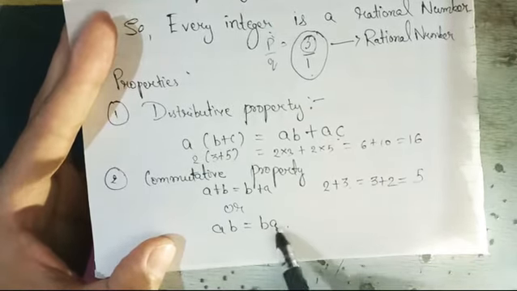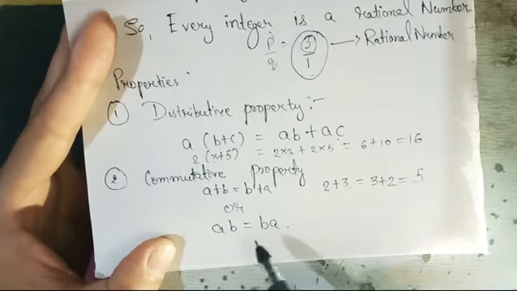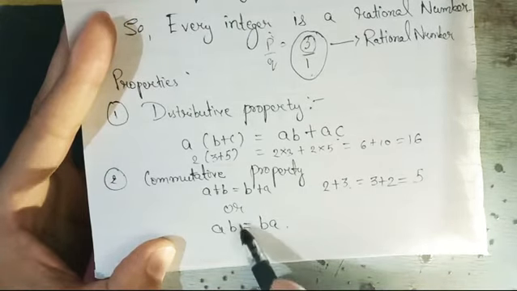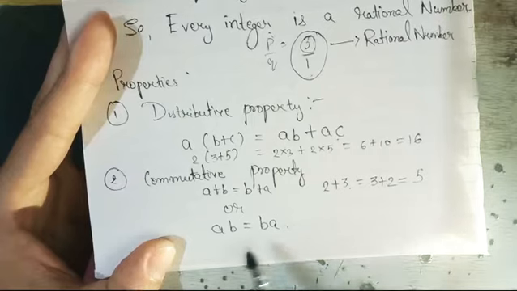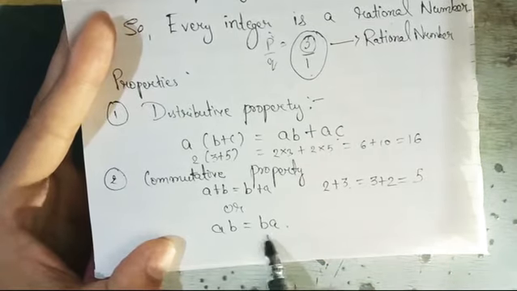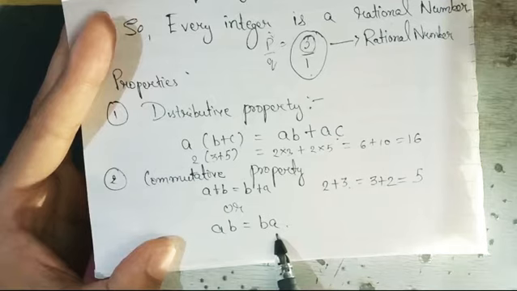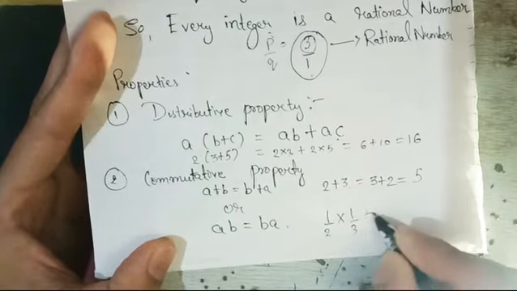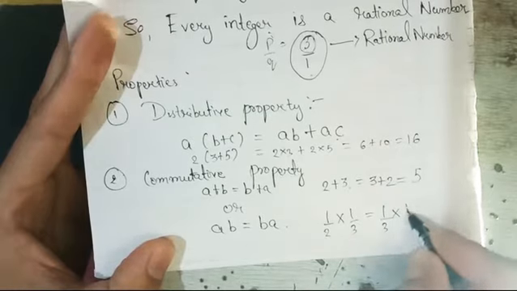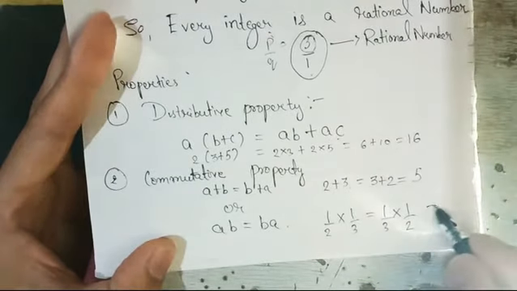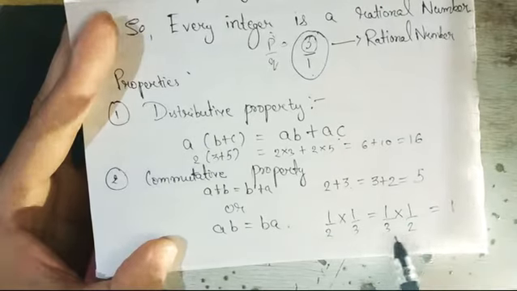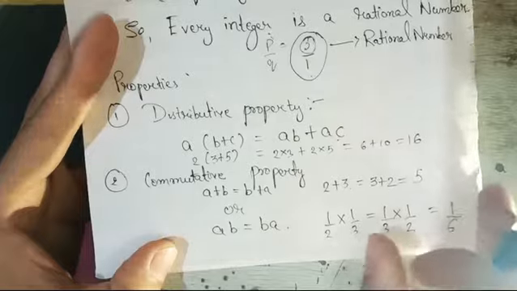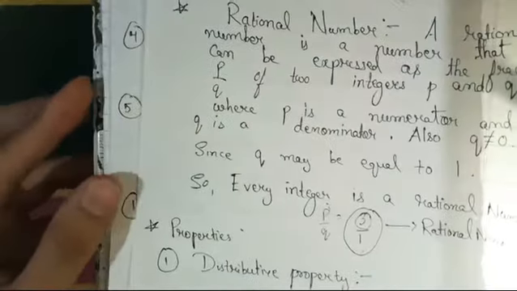Similarly, there is the commutative property of multiplication, in which when we multiply two real numbers, two integers, or two rational numbers, we can rearrange them. For example, a into b is equal to b into a. Taking an example, 1 upon 2 multiplied with 1 upon 3 will be equal to 1 upon 3 multiplied with 1 upon 2. And what will be the answer? 1 into 1 is 1, and 3 twos are 6. So that will be the answer. I hope these two properties are clear to you.